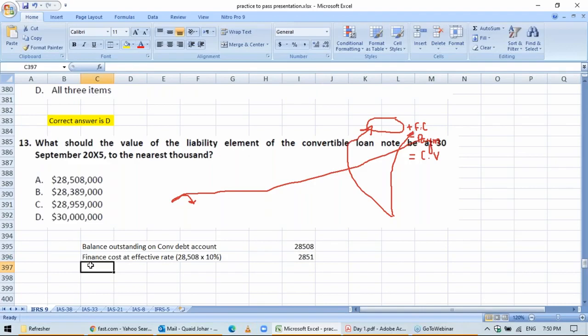Okay, and then deduct the payment. And the payment, as I said earlier, will always be at the stated rate multiplied by the face value. So the face value was 30 million multiplied by 8%, which was the stated rate. So this makes 2400.